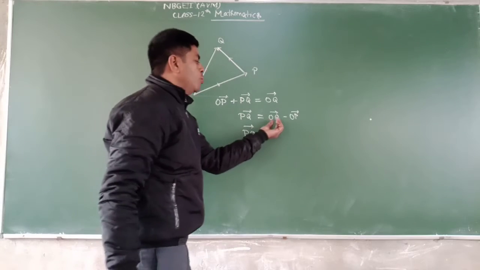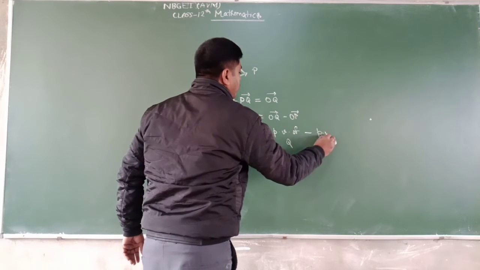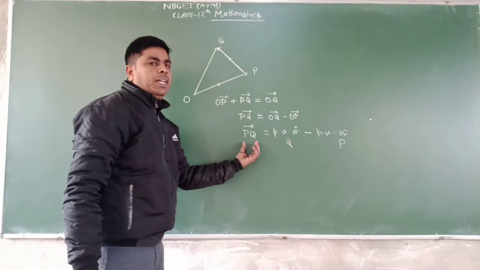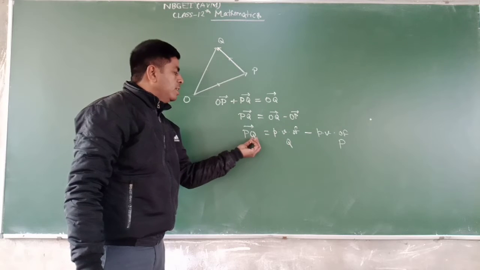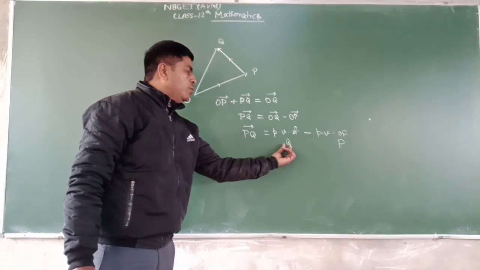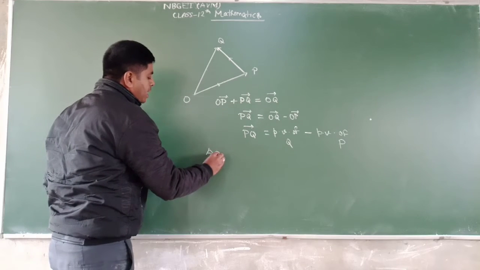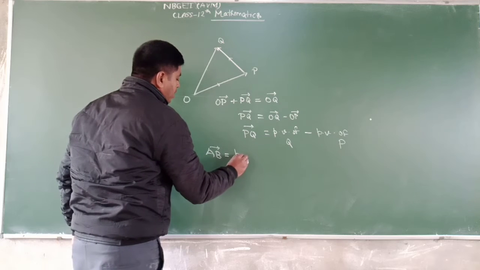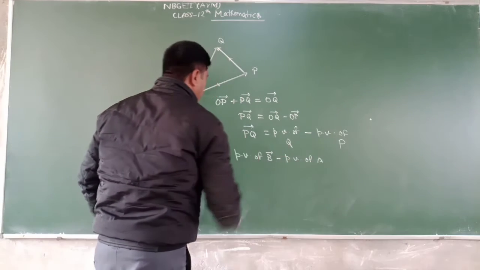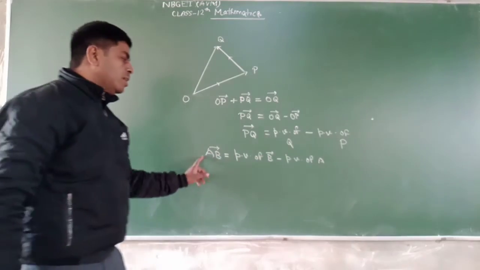Now PQ vector is OQ, the position vector of Q, minus the position vector of P. It means if we want to write the vector, you can notice Q has come second in the order and the position vector of Q is written first, minus the position vector of P. Similarly, if we have to write AB vector, then we write the position vector of B minus the position vector of A. In this way, we can write the vector AB using the position vectors of the given points.